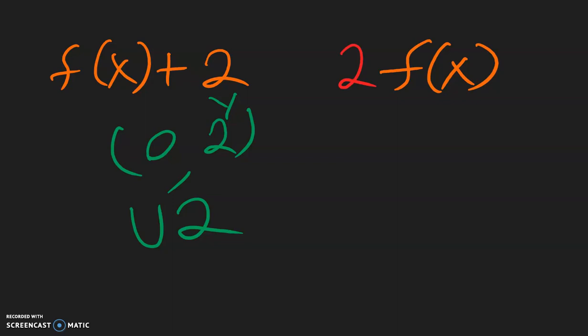Now for this one, what is new about this is what happens when we multiply. This 2 is being multiplied to the function. And when you see multiply, if the number is bigger than 1, it's a stretch. If the number is smaller than 1, it's a compress. And I want to help you visualize what that looks like by looking at some graphs.